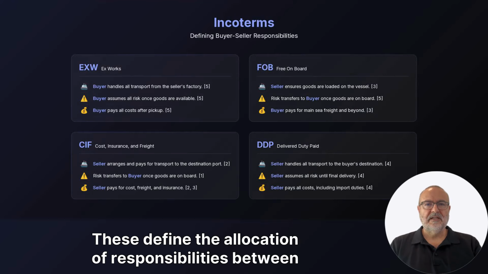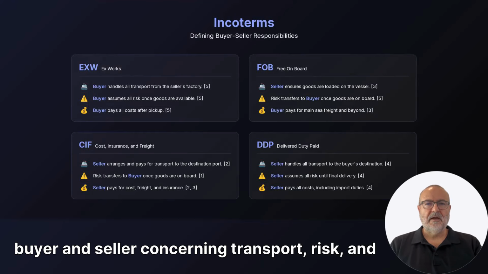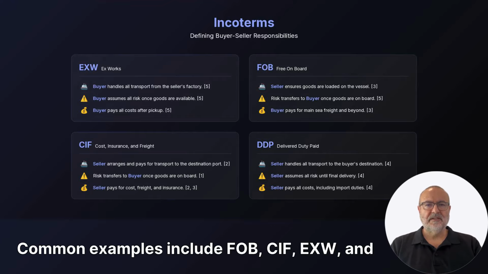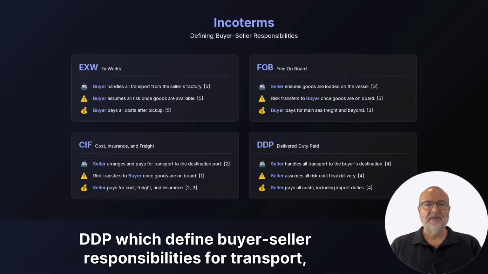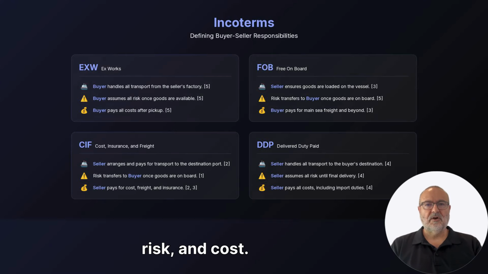The fourth process is the selection of international commercial terms. These define the allocation of responsibilities between buyer and seller concerning transport, risk, and cost. Common examples include FOB, CIF, EXW, and DDP, which define buyer-seller responsibilities for transport, risk, and cost.